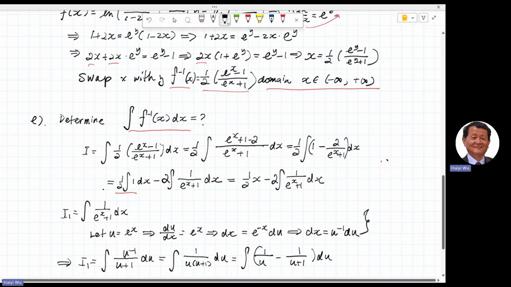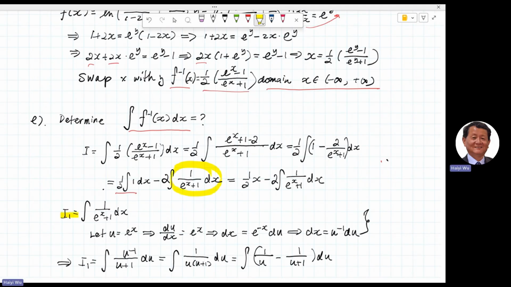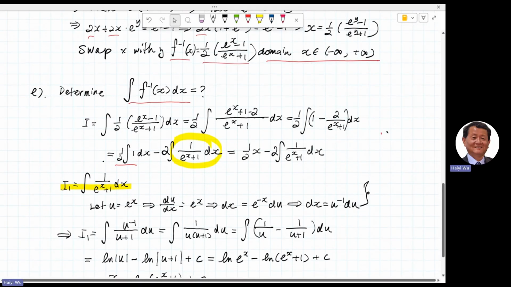So I'm going to decide what this is. This is the difficult one. What is the integration of this? I'm going to call it I1. I'm going to use the substitution method. Can you see I'm using the substitution u equals e to the power of x. So du/dx is the same, e^x. Therefore dx is e to the power of negative x du, so e to the power of negative x is u to the power of negative 1. So I'm going to substitute into I1. So this becomes u, and dx becomes u to the power of negative 1 times du. So u to the negative 1 becomes u in the denominator.